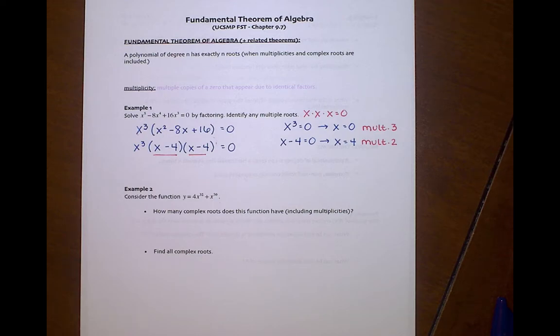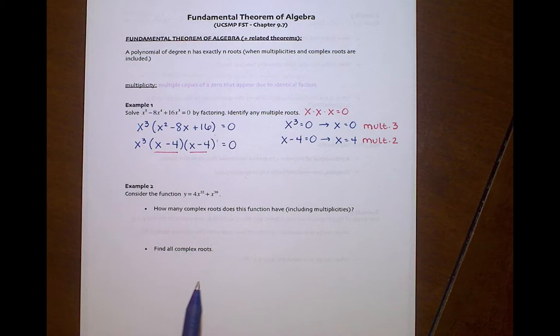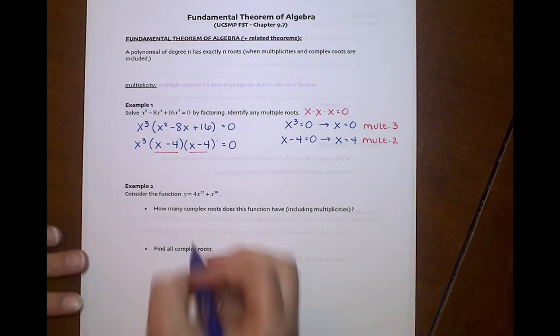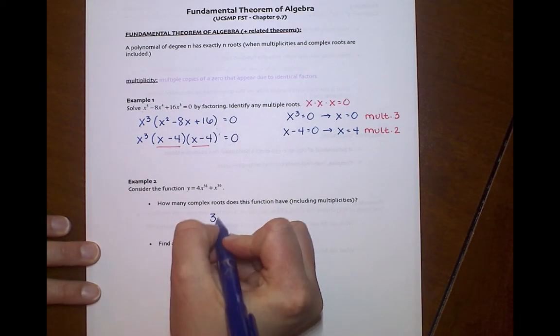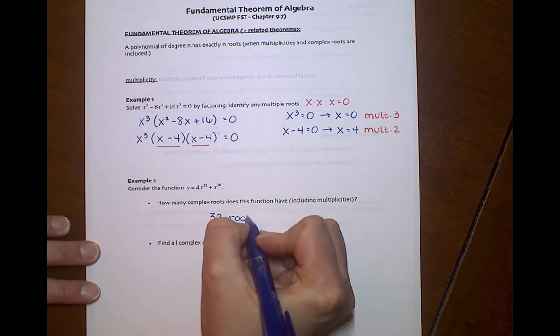Okay, so let's take a look at example 2 here. This one looks kind of crazy. The degree on this one is 32. So when it says how many complex roots does this have including multiplicities, one way or another I should be able to account for 32 roots here. Okay, this will be a load of fun.